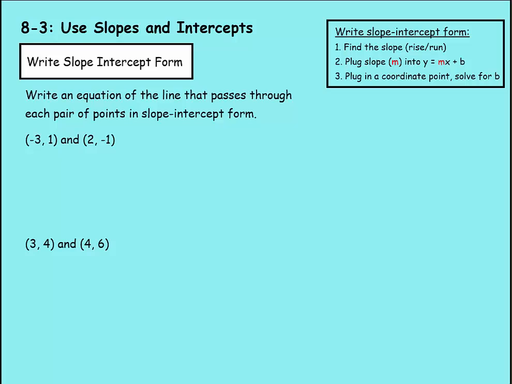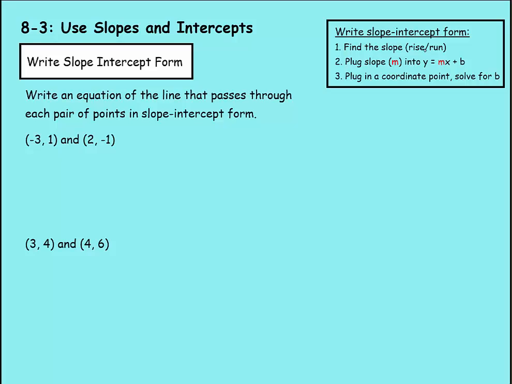Now we can write in slope-intercept form. So it tells us to write an equation of a line that passes through each pair of points in slope-intercept form. We have (-3, 1) and (2, -1). Some students find this a little bit difficult. If you follow these 3 steps, it actually becomes pretty manageable.